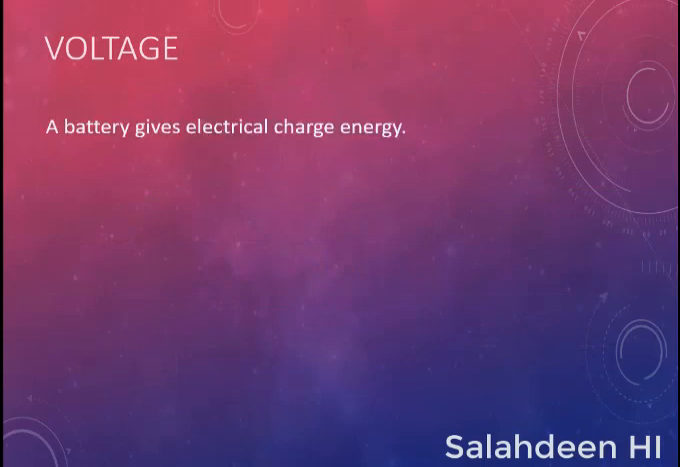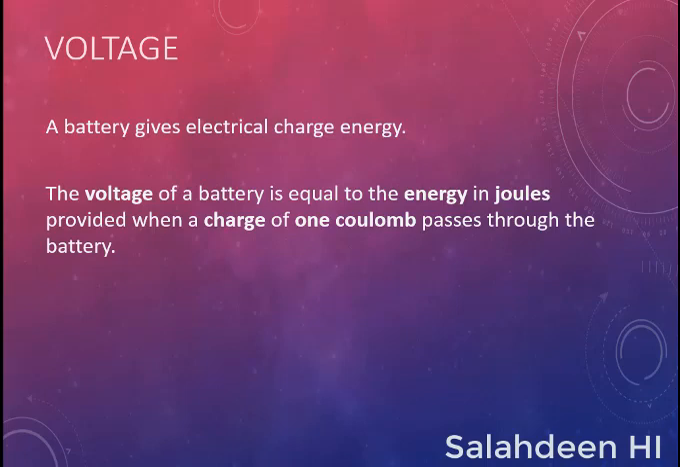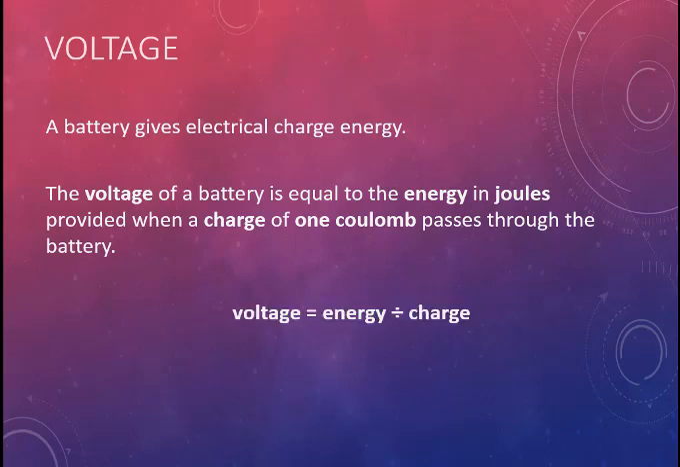Voltage. A battery gives electrical charge energy. The voltage of a battery is equal to the energy in joules provided when a charge of 1 coulomb passes through the battery. Voltage equals energy divided by charge. 1 volt is the same as 1 joule per coulomb.